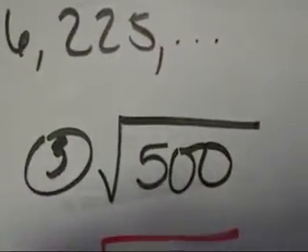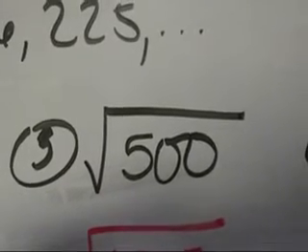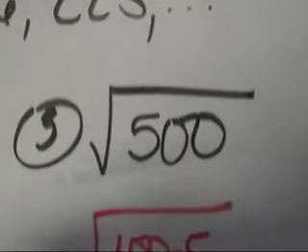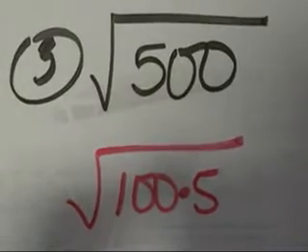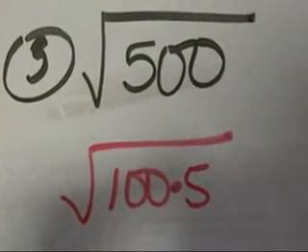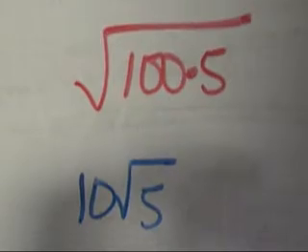The square root of 500. 500 is not a perfect square, but it divides by a perfect square, 100, 5 times. The square root of 100 is 10, so the square root of 500 is really 10 radical 5.